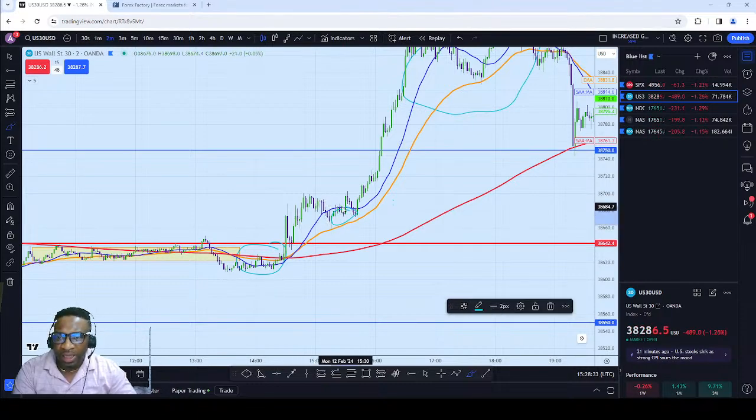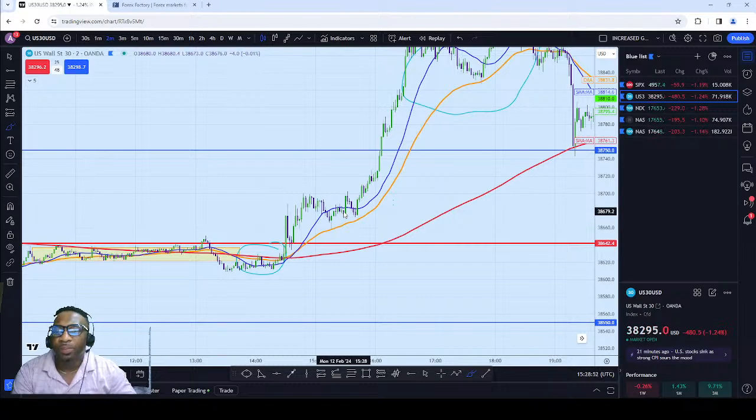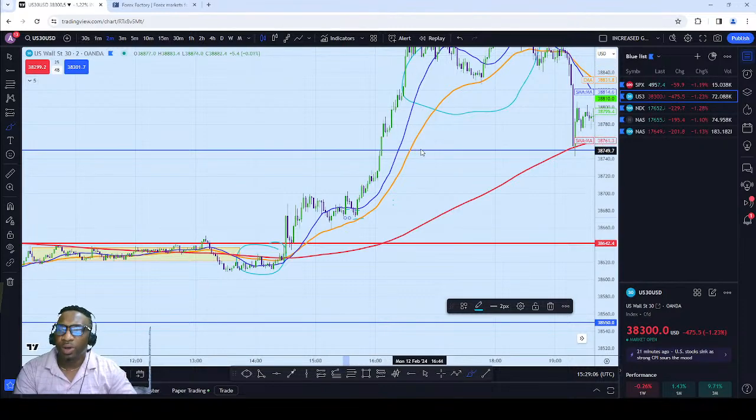So around this pullback, all you have to do is look for an opportunity to enter. This is one opportunity where price, the green candle, took out the last purple candle, and then again we had another opportunity here. It took out the last purple candle here. So this is our entry. Our stop loss goes here. And then from here it went all the way up.